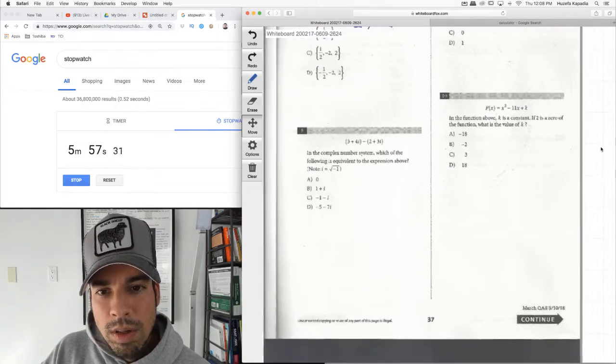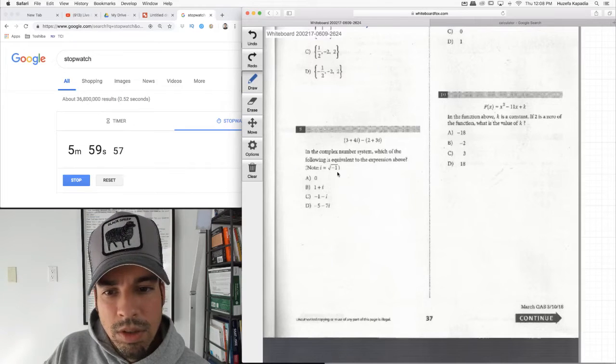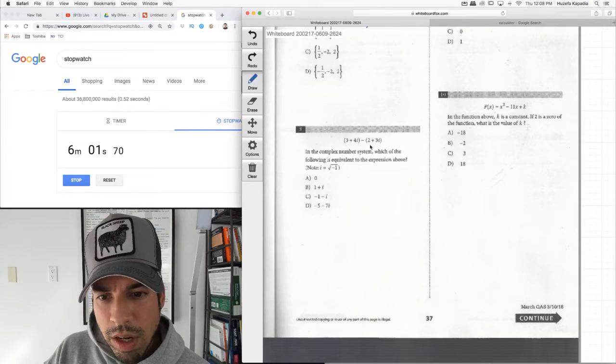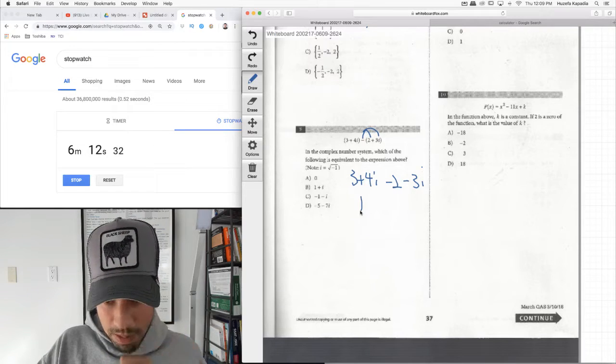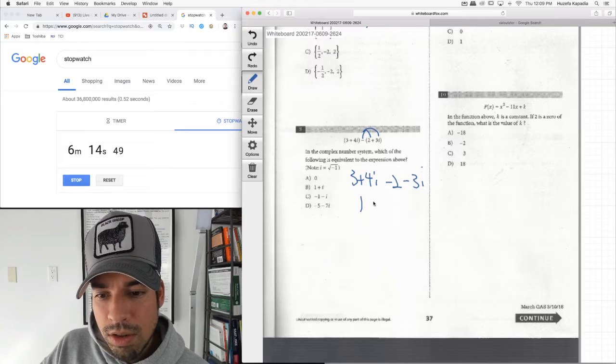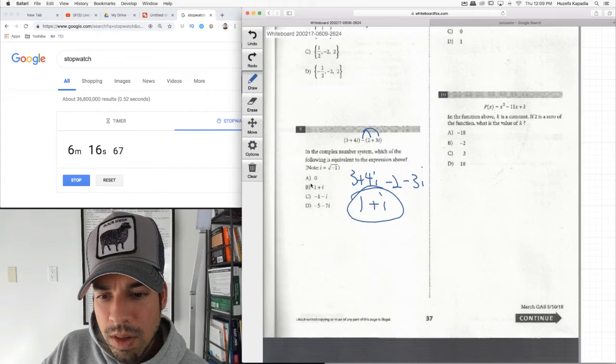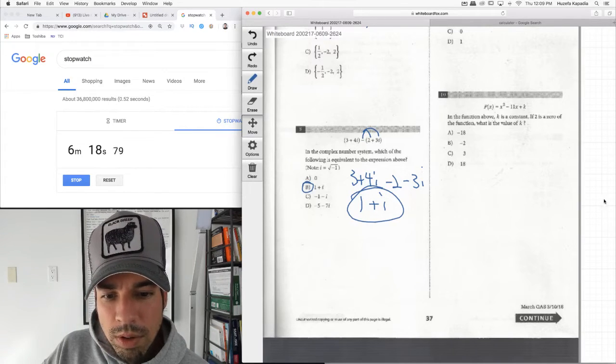In the complex number system, which of the following is equivalent to this? Okay, all we got to do is combine like terms. Distribute that negative, so it's 3 plus 4i minus 2 minus 3i, right? The negative distributes to both. And then 3 minus 2 combined like terms is 1. 4i minus 3i is just i. Boom, there we go. Next.